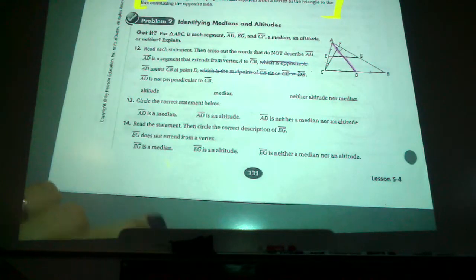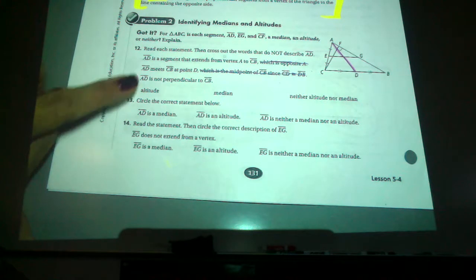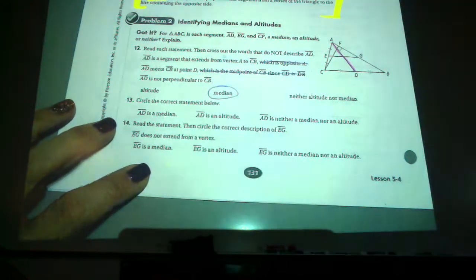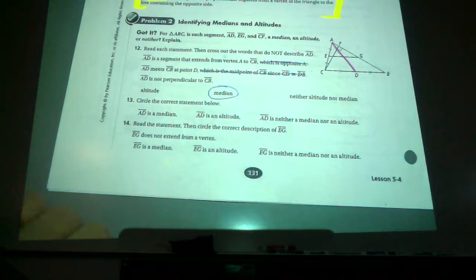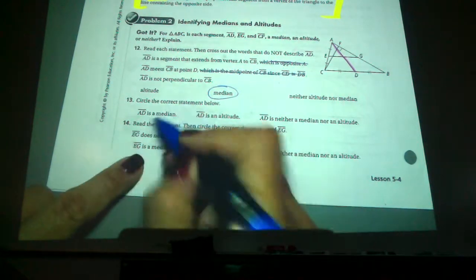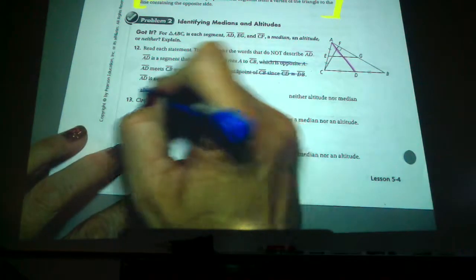So AD is a segment that extends from the vertex to CB. AD meets CB at point D. AD is not perpendicular to CB. So does that tell you that it's an altitude, a median, or neither? It's a median. The altitude would be perpendicular, right? Did I just circle something that I shouldn't have? Okay, so AD is a median. So we're going to cross that out, cross that out.